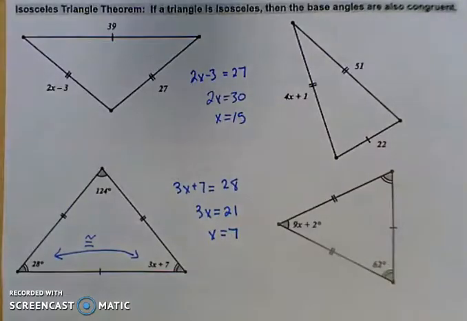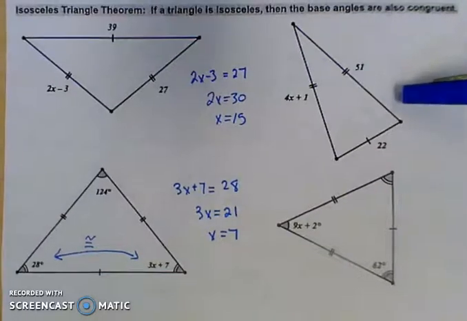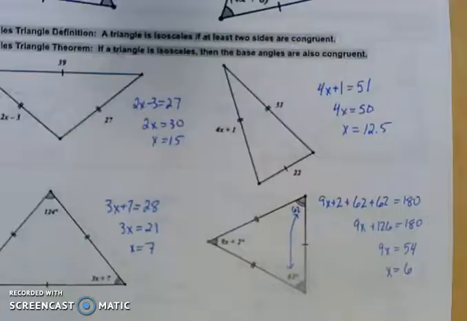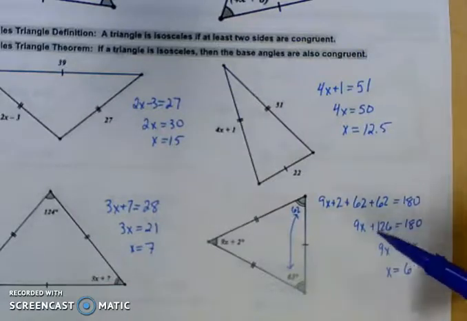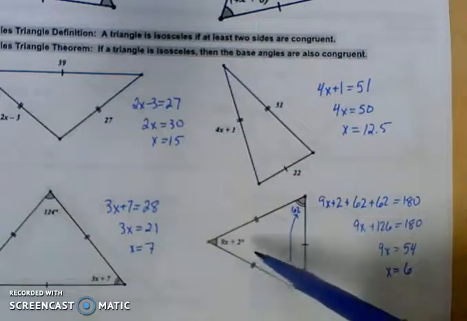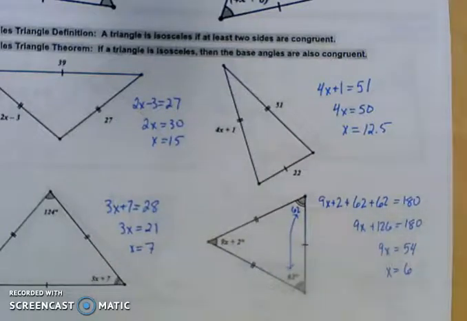Okay, it's your turn. Please take a minute to pause the video here, try these two problems on your own, and I'll give you the solutions in just a moment. And your solutions. Notice on the last example, again, the isosceles triangle theorem tells me that these two angles are congruent because these are the two sides. My triangle is just turned sideways.